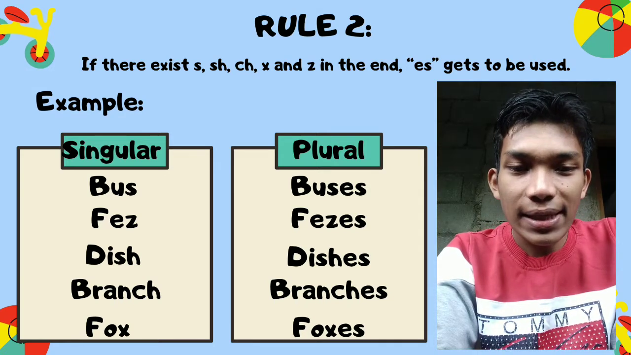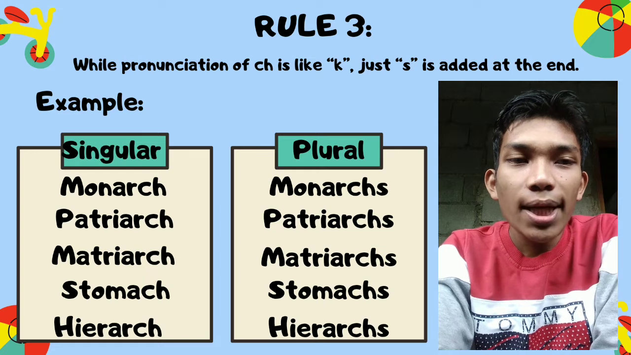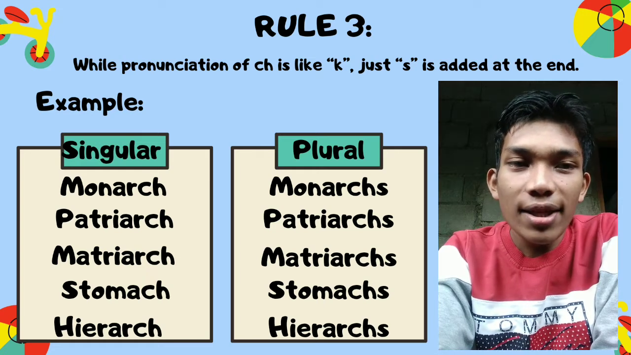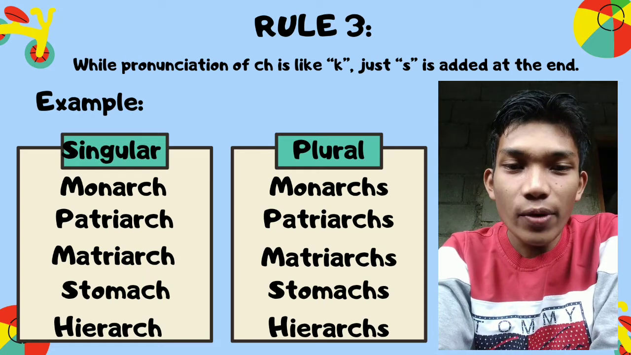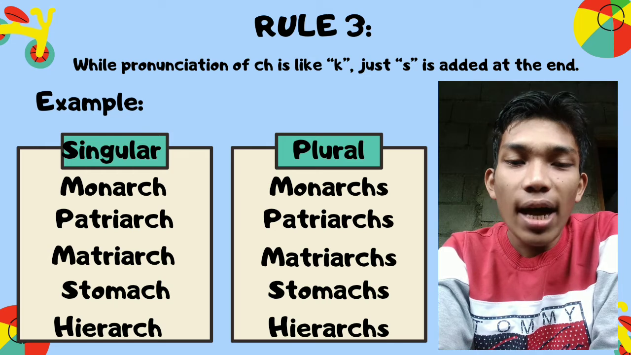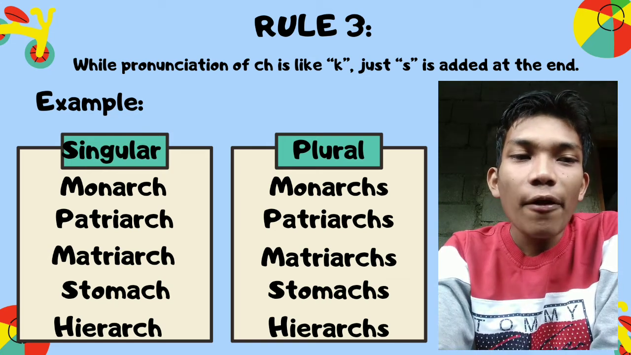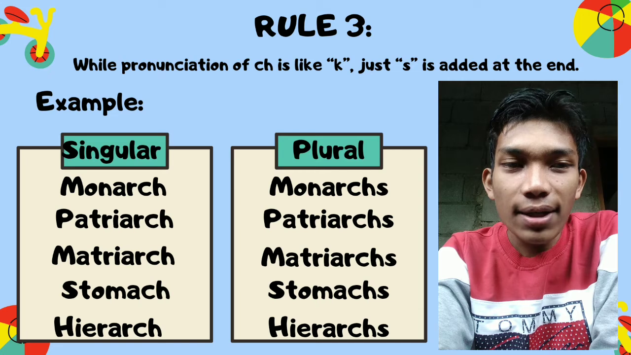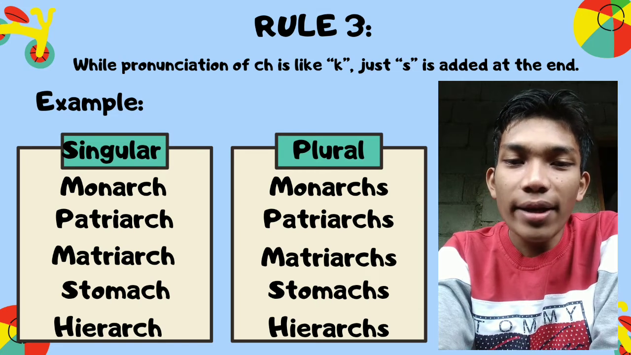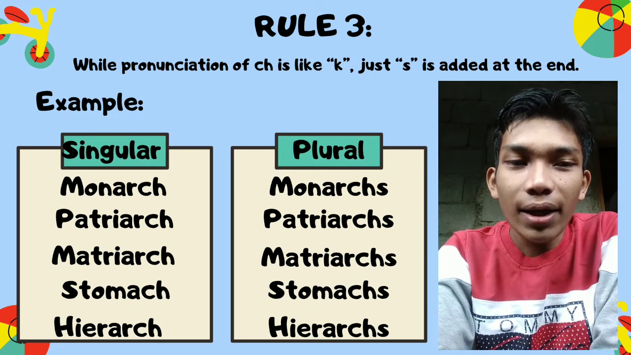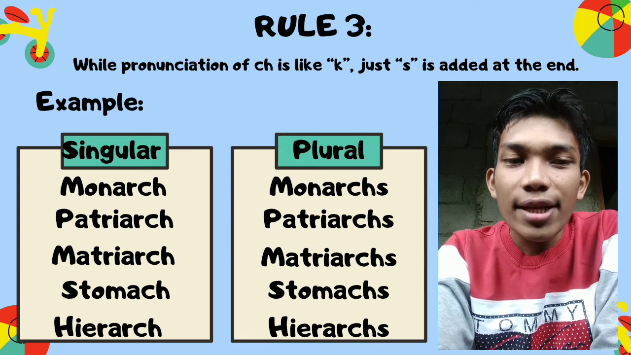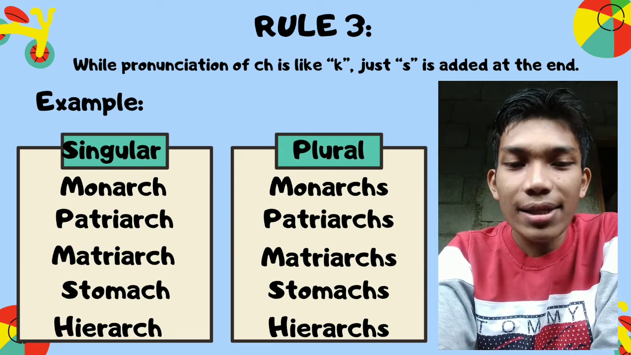In rule number 3, if a noun ends with CH but it is pronounced as K, we have to add S, not the ES. For example, from monarch to monarchs, patriarch to patriarchs, matriarch to matriarchs, stomach to stomachs, hierarch to hierarchs.